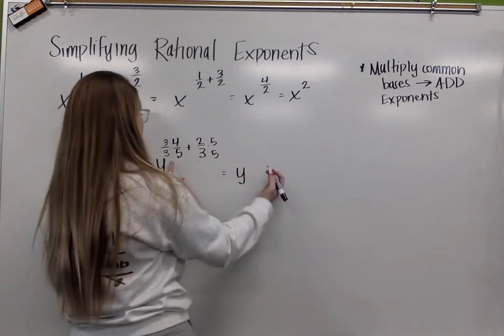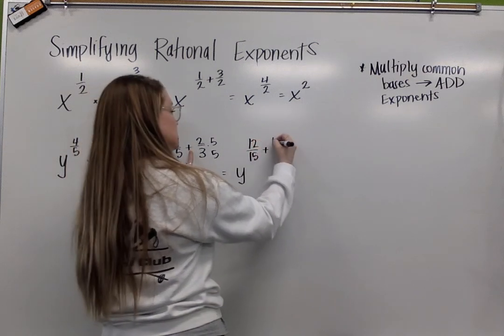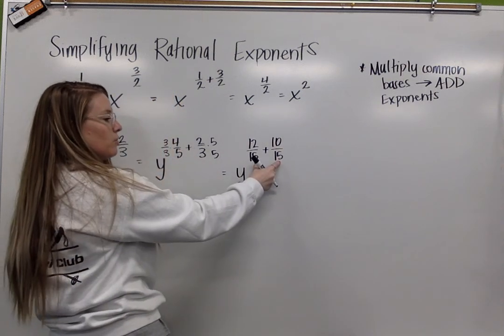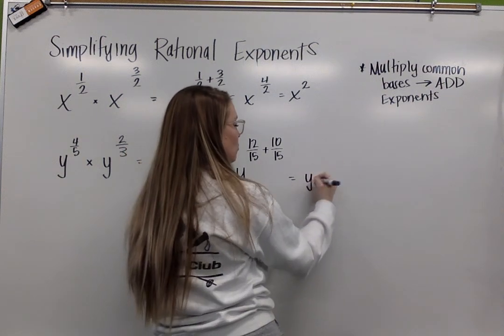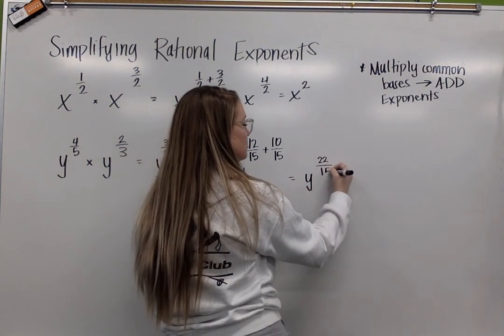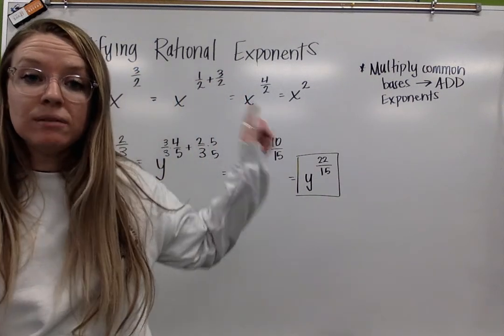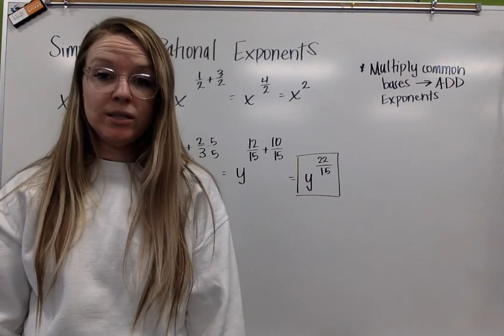So now I'm looking at 12/15 plus 10/15. So I made it so they were both over 15. So now I have 12 plus 10, which is 22 over 15. And I simplified that exponent by multiplying the bases, adding the exponents.